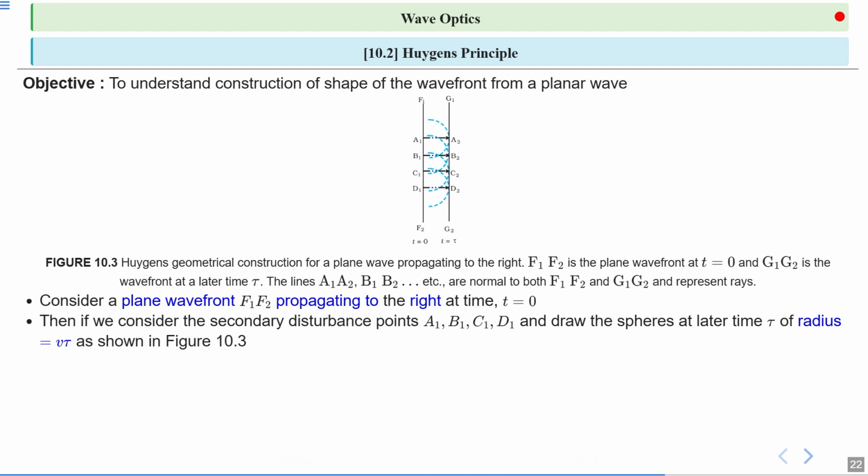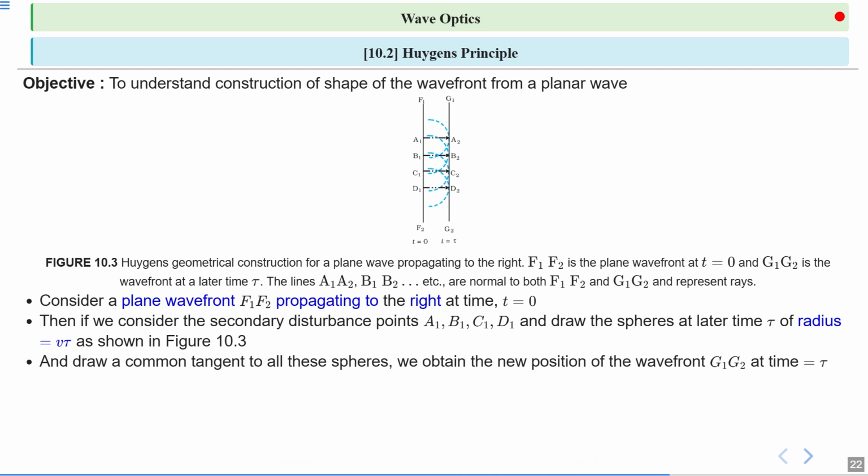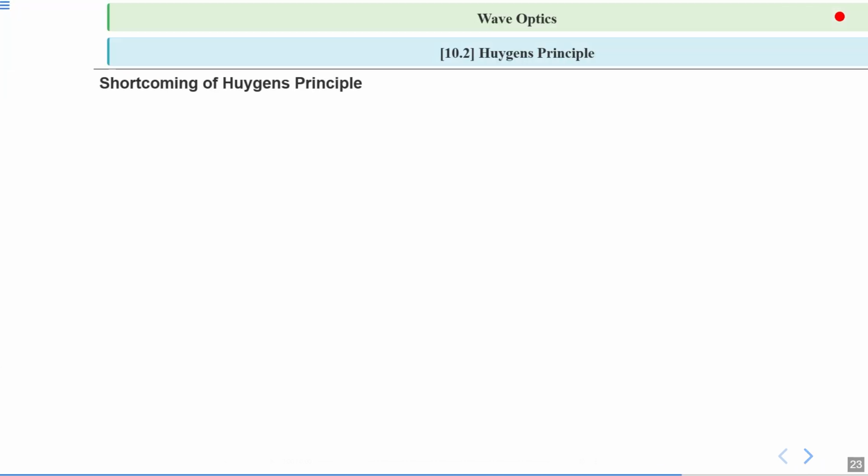Drawing the spheres with a radius equal to v tau, we can see how the wavefronts change over time as depicted in figure 10.3. By drawing a common tangent to all these spheres, we determine the new position of the wavefront labeled G1, G2 at time tau. This tangent represents the wavefront progression, showing how it moves forward. Finally, we observe that the new wavefront G1, G2 is again a linear wavefront. This reinforces the concept that plane waves maintain their shape as they propagate, a key characteristic of wave behavior in optics.